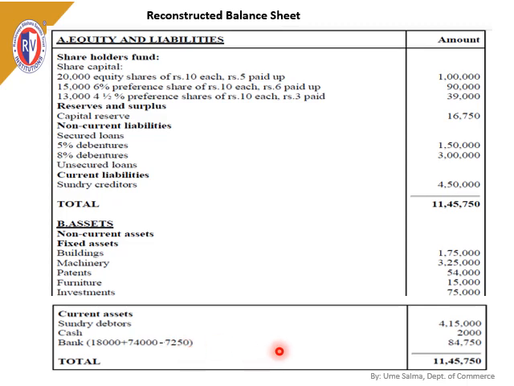So the total comes to 84,750. Now whatever is shown in the balance sheet, the same figure we are showing in this reconstructed balance sheet as well, so that the total comes to 11,45,750. Hope you have understood the adjustment, journal entries, and also the balance sheet, how the new balance sheet is to be framed and restructured to show that the present balance sheet is with the adjustments.